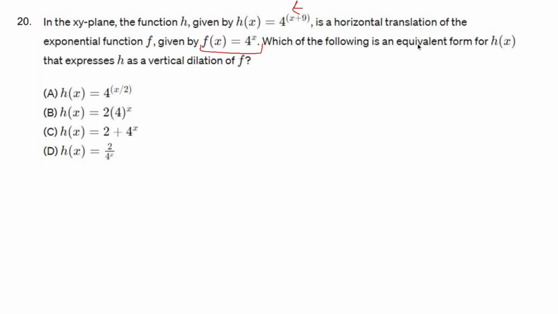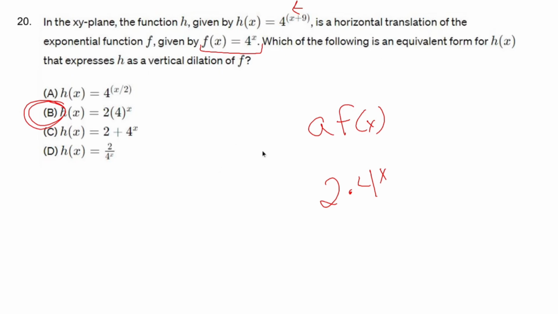Cool. Which of the following is equivalent for h of x that expresses h as a vertical dilation? All right, so a vertical dilation is not the same as a translation. So if you're thinking, oh, they want us to add or subtract, no. That's translation. When you do a vertical dilation, you take your f of x and you just multiply some number to it. So if our f of x is 4 to the x, you're just going to take a number, and it looks like they want us to use 2 here, and multiply 2 to it. So b is going to be our guy. Now, that's a vertical dilation.